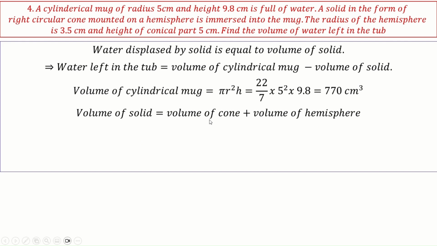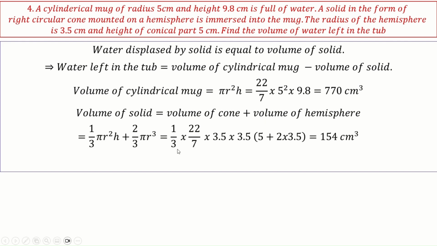Volume of the solid is volume of cone plus volume of hemisphere, which is 1 by 3 pi r square h plus 2 by 3 pi r cube. If I put the right numbers, the value is 154 centimeter cube. So volume of water left in the mug is 770 minus 154, that is 616 cc. This much volume of water is left in the mug. Next.